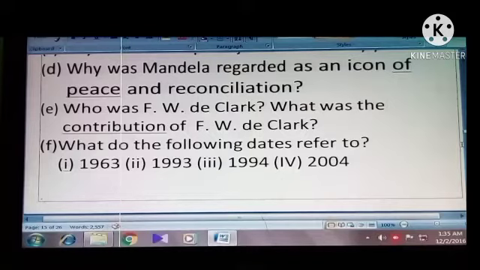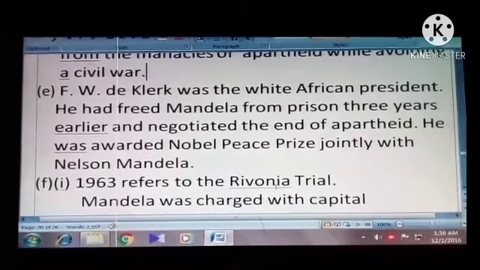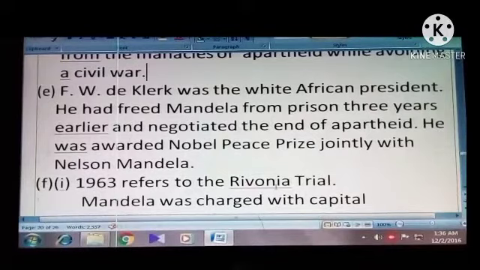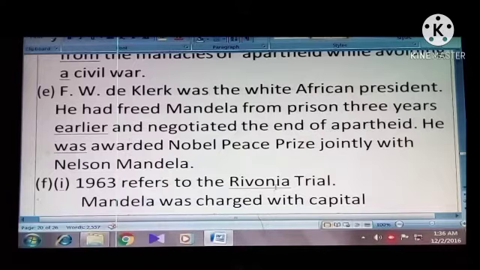Who was F.W. de Klerk? What was the contribution of F.W. de Klerk? From reading the passage, we came to know that F.W. de Klerk was the white South African president. He had freed Mandela from prison 3 years earlier and negotiated the end of apartheid. He was awarded the Nobel Peace Prize jointly with Nelson Mandela.